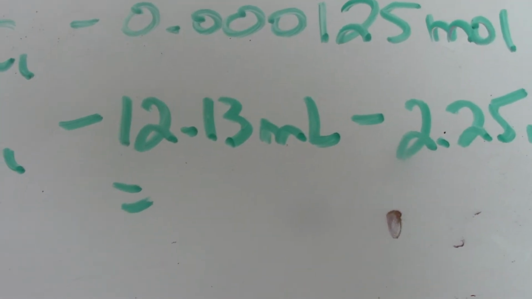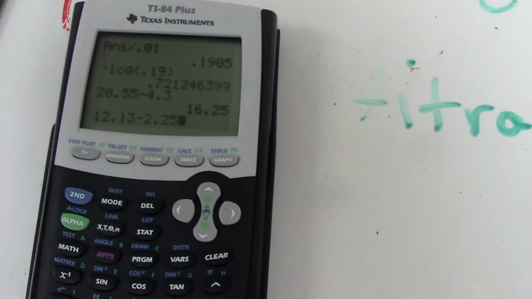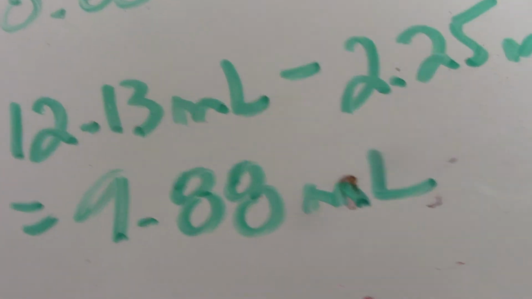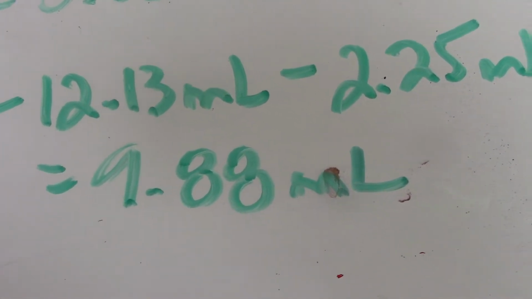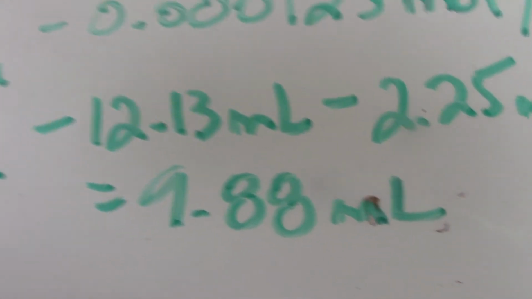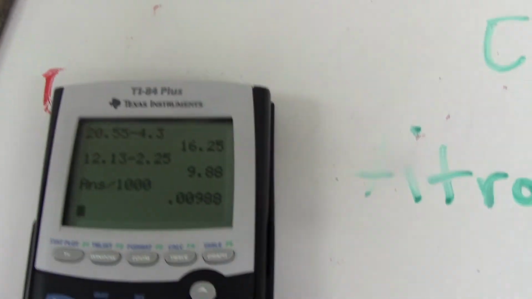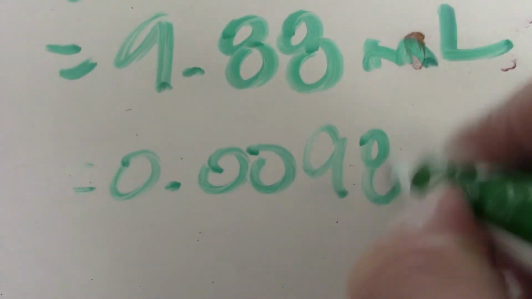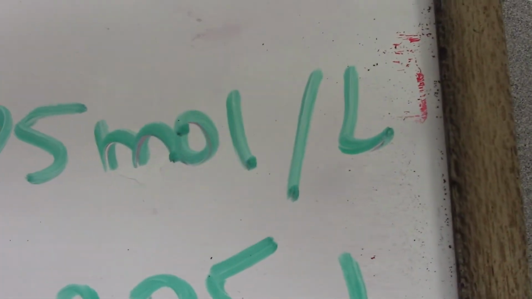Okay, so 12.13 minus 2.25, and I'm going to get 9.88 mL. Okay, 9.88 mL of my titrant, and divide that by 1,000, and I have 0.00988 liters. Okay, so I have to use liters because my concentration is in moles per liter.